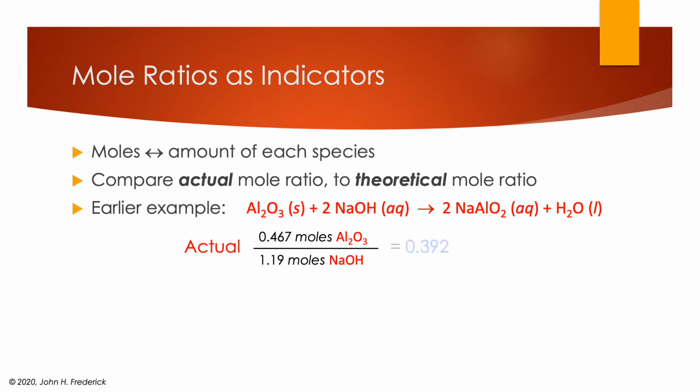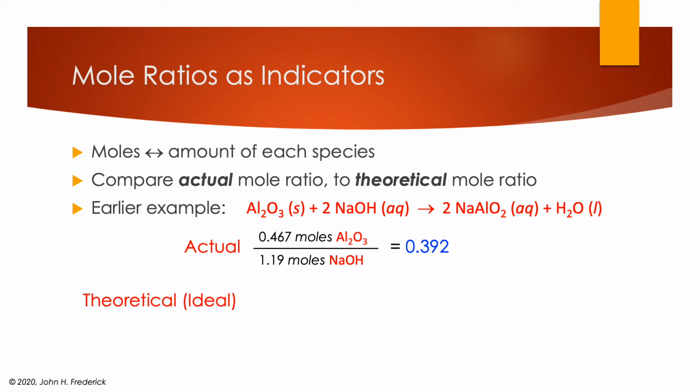So what we can do is basically divide these two. If I divide those two numbers, 0.467 divided by 1.19, I would get a ratio of 0.392. Now, what good does that do me? Why am I worried about that particular ratio?